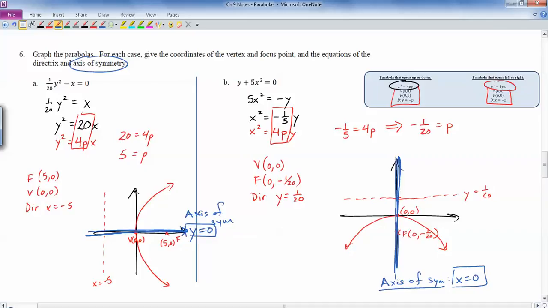All right. I hope that helps a little bit, and that wraps up the last of our 4 major types of shapes for this unit.